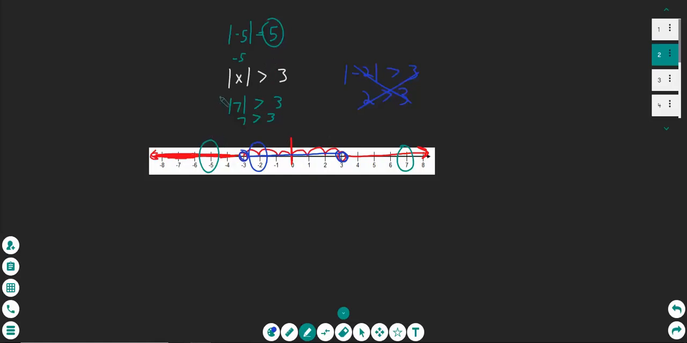And the easiest way to think of that, again, is just to recognize that they're asking for all the numbers whose absolute value is more than 3 units away. So what numbers are more than 3 units away from 0? And then it's pretty simple. We just find the position that's 3 units away from 0, and everything to the left of that position will work. And then the other position that's 3 units away from 0, and everything to the right of that will work. Okay, so hopefully I'm being clear here, and that makes sense.